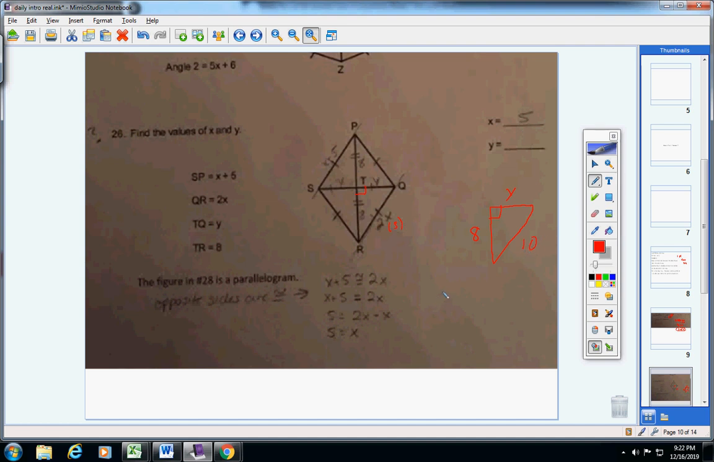Do you see what to do now, Macy? Pythagorean theorem, leg squared plus leg squared equals hypotenuse squared. One leg is y, the other leg is 8, and the hypotenuse is 10. So I have y squared plus 64 equals 100. Bring the 64 over and make it negative. y squared equals 100 minus 64, which is 36. Take the square root of both sides, and y equals 6.